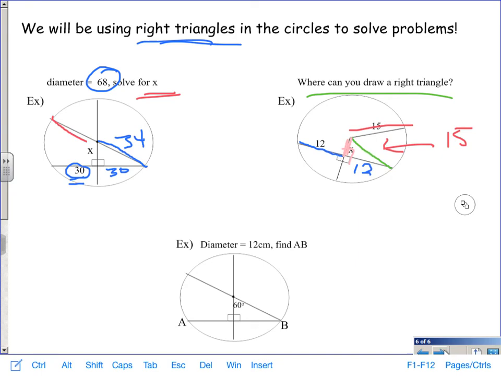And lastly, the diameter for the third example is 12. So if that's 12, then I know that this hypotenuse is going to be 12 as well, because this is the radius. In this situation, they want us to find the measure of the chord. So how do we find the measure of the chord if we're only given one side of a triangle and an angle measure? Go ahead and use the tricks of the trade that we learned a few chapters back and solve for that as well.